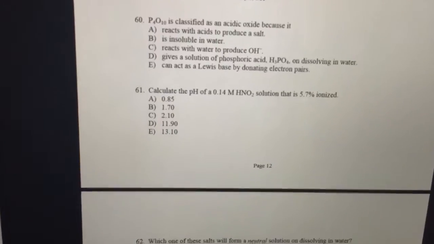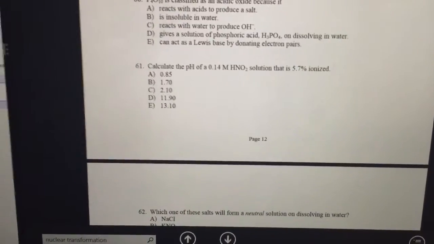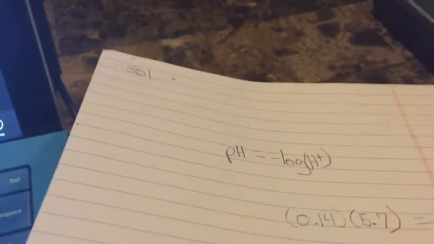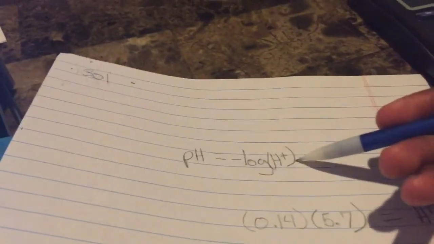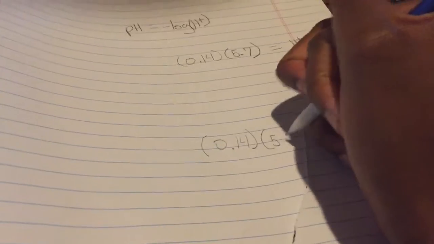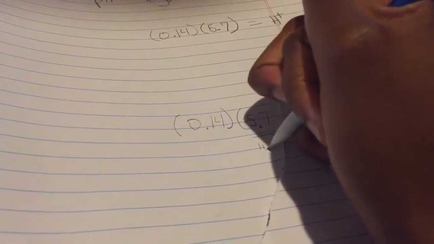Question number 61. Calculate the pH of a 0.14 M HNO2 solution that is 5.7% ionized. So go over here to our notebook paper. We're going to use this formula, pH equals negative log of H plus. We're going to get our H plus by using 0.14 that was given to us in the question, and also 5.7, but it's 5.7%. So we have to remember to place that over 100.